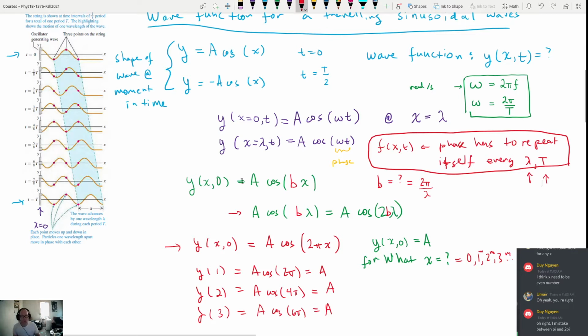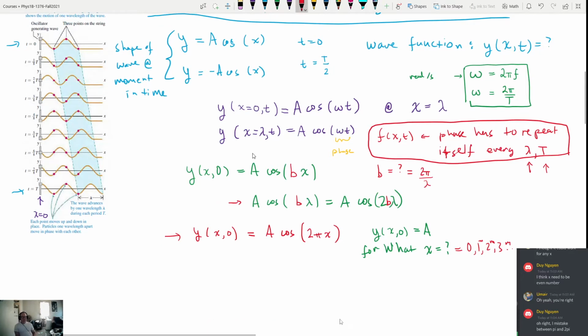So in order to make that work, when x is equal to lambda, we need to divide this by lambda, okay? So if I put into this equation here, let me erase this, 2 pi over lambda, now we can ask the exact same question. For y of x equal to 0 equal to a, for what x is that true, right?